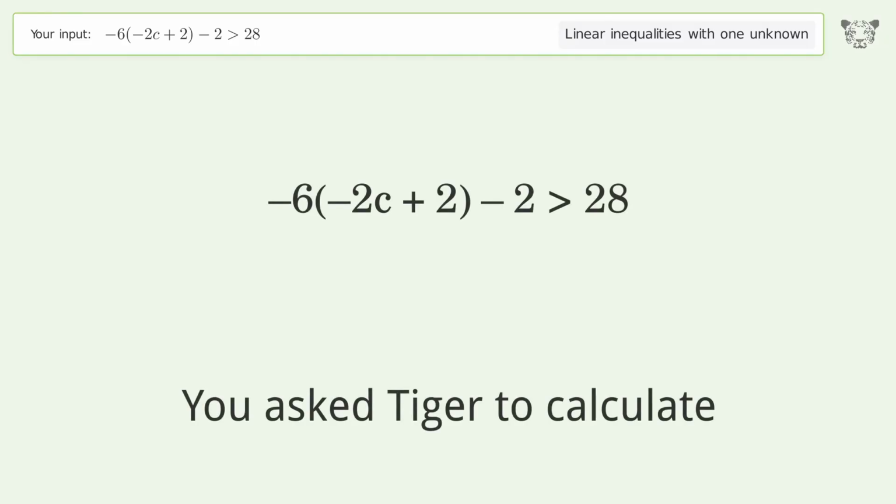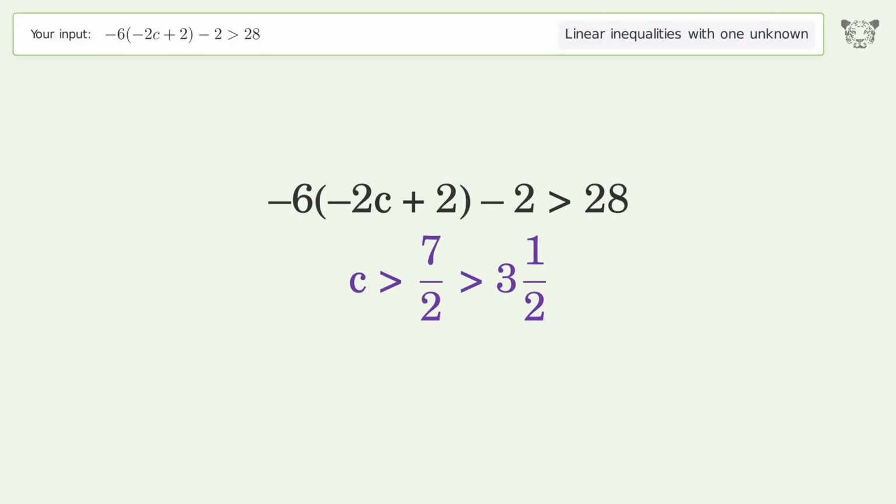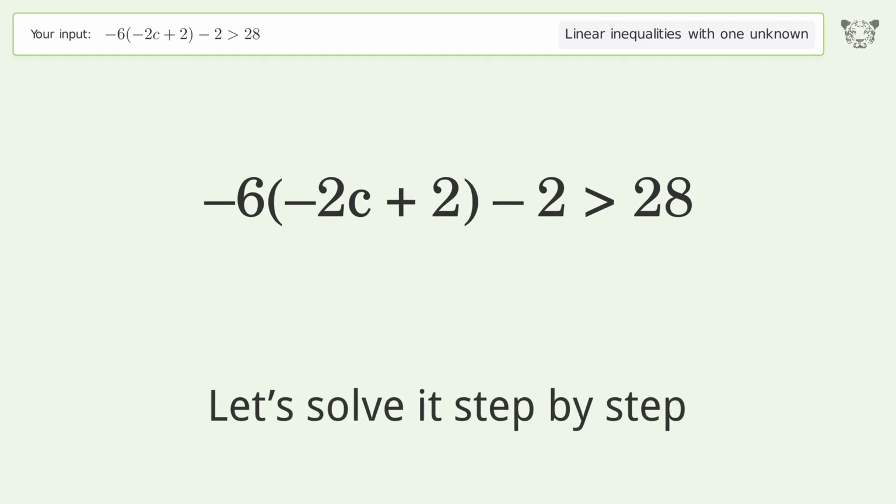You ask Tiger to calculate. This deals with linear inequalities with one unknown. The final result is c greater than 7 over 2 greater than 31 over 2. Let's solve it step by step.